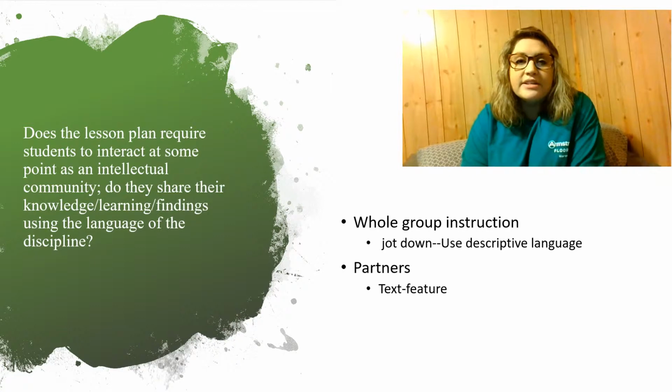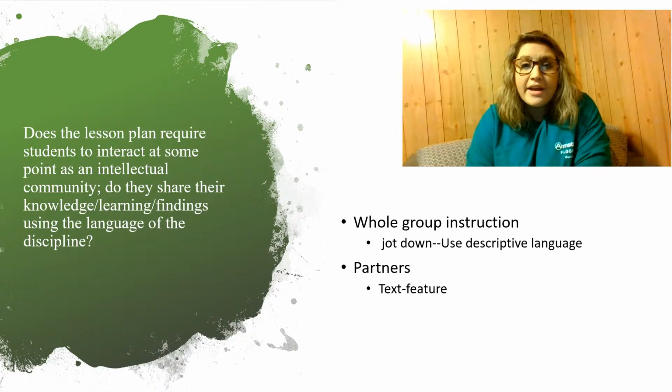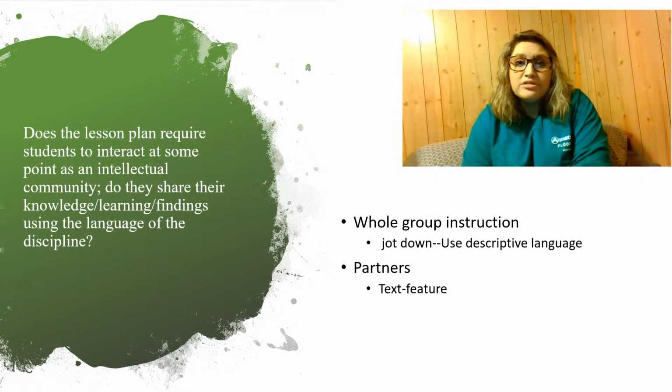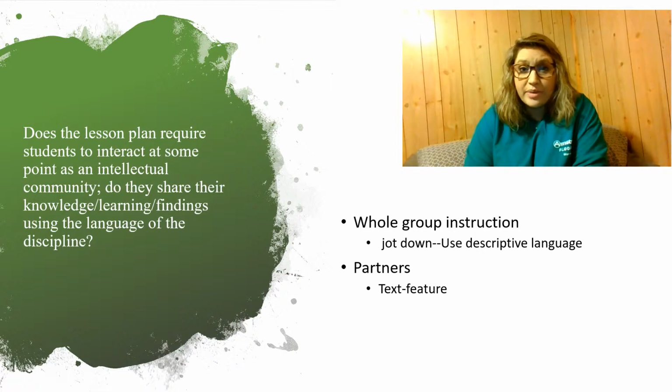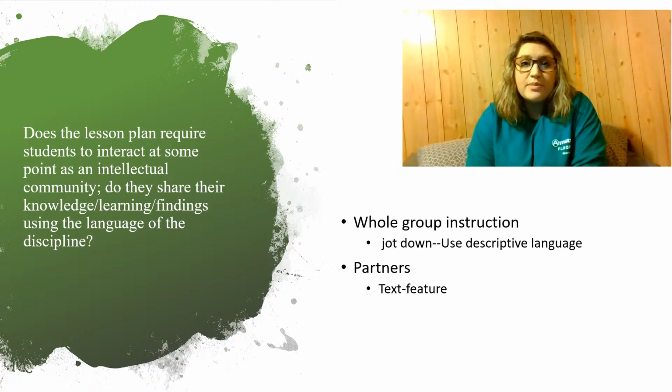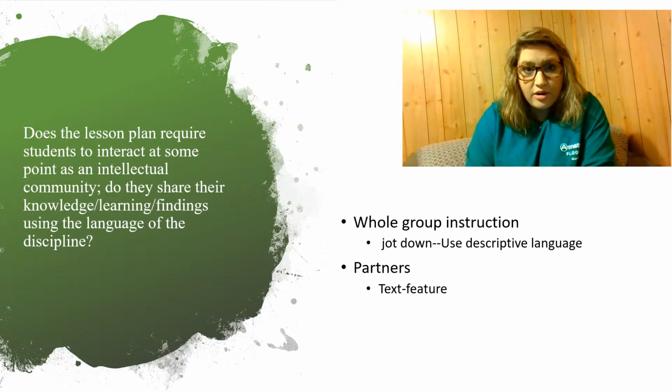This lesson plan does require the students to interact in two ways. I saw one as a whole group, and they could do it after or before as a class. Jot down on an anchor chart or even a marker board observations about the appearance of the frog using descriptive language, like it was green, it has webbed feet, etc. It also has a part where they are partners and they share how the text features of the article help them understand the article better. That was the whole group and partners that they interact with.